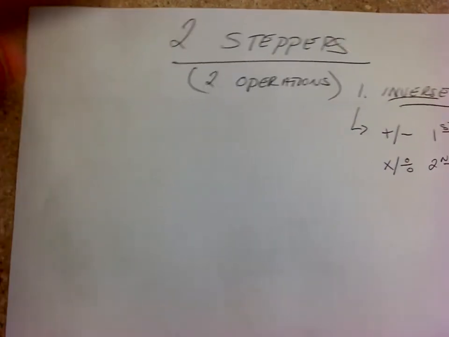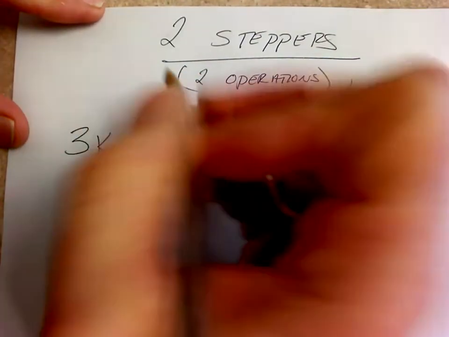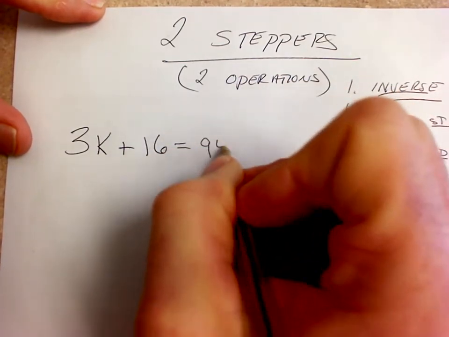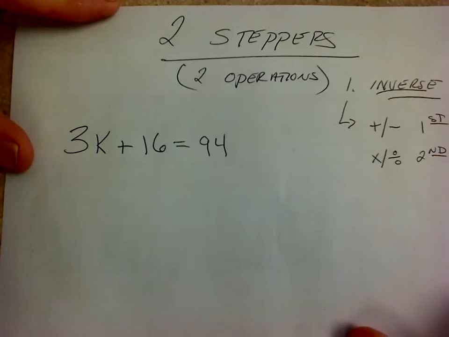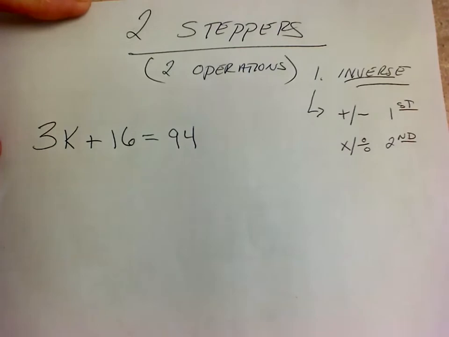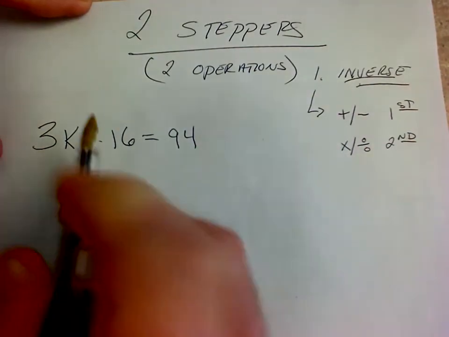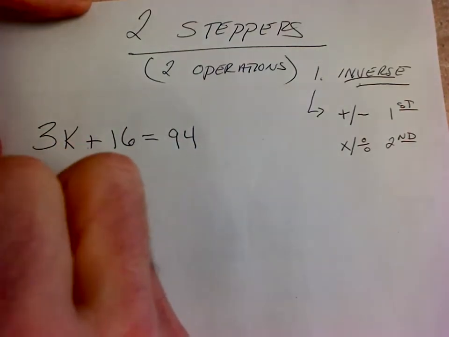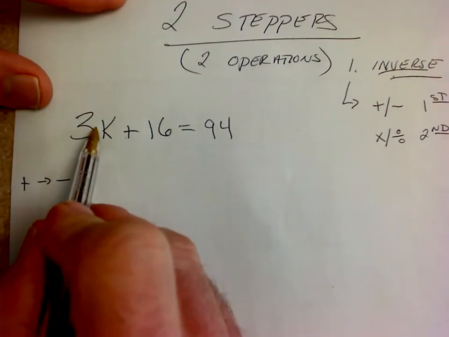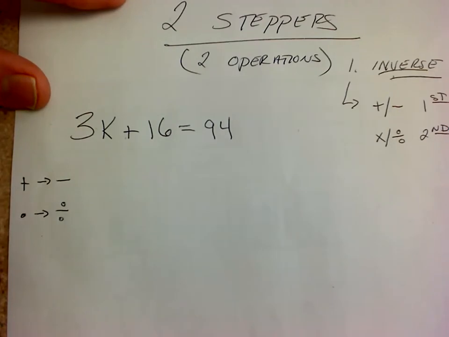So if we look at a couple of these, we might have something like 3k plus 16 equals 94. Our job is to solve this equation for k. Basically, figure out what the missing piece is. What is k? We always want to be doing the inverse. So we see a plus sign here. That plus sign tells us that we are going to have to subtract somewhere along the line. And then our second operation is back here. We have a times sign, and again, that times sign is telling us that we're going to have to divide somewhere along the line.